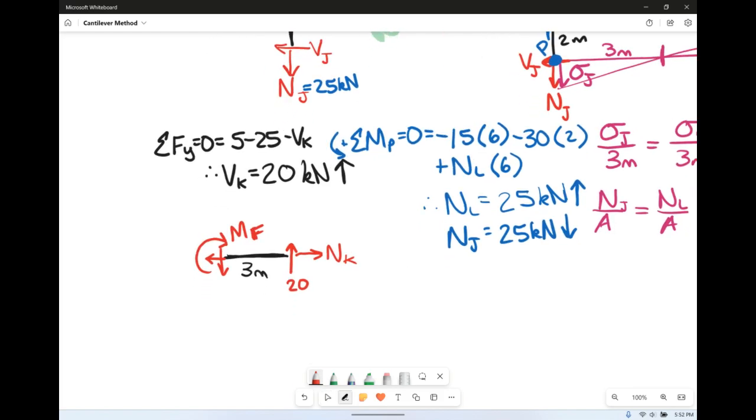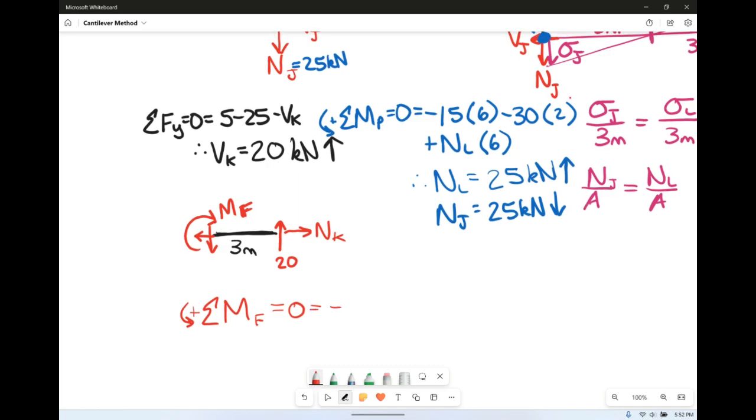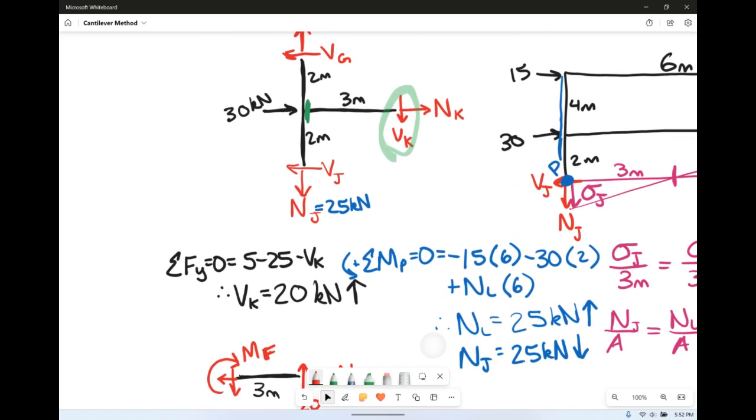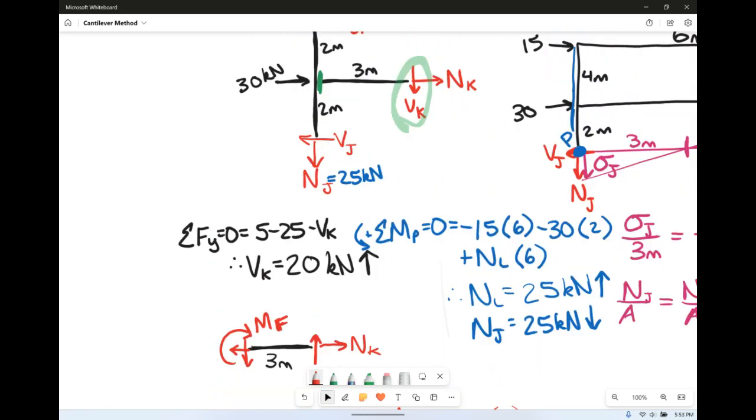Moment at F. So if we sum the moments about F and set it equal to 0, taking counterclockwise to be positive, we have moment at F going the wrong way, and then we have our 20 going the correct way times a distance of 3. So moment at F is equal to 60 kilonewton meters. We could keep on going, but effectively you're just looking at the other end of the column, so we can stop right here and draw our moment diagram.